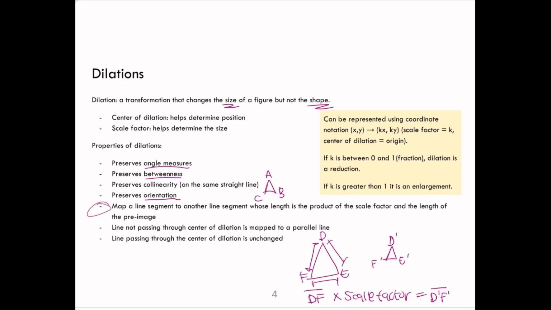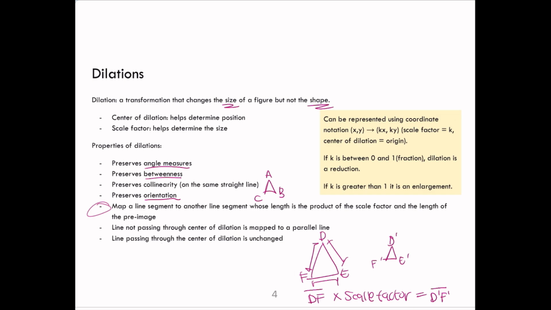The next one says, a line not passing through the center of dilation is mapped to a parallel line. So let's say we have an axis right here, and the point of dilation is at the origin, right? And say you have line AB as the pre-image. After we dilate AB, the image has to be parallel to it. So it has to look like this. It cannot look something like this, and that means it's not a dilation.